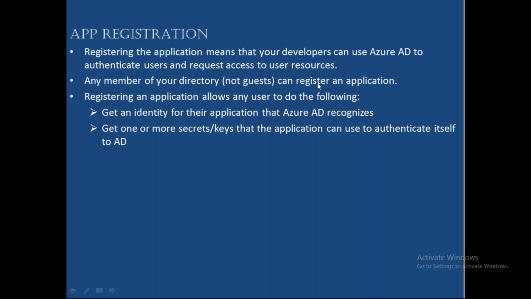In the same way, if you want to use any application in Azure, all these applications should be recognized, should be identifiable by your Azure Active Directory, because Azure Active Directory is a central repository where you maintain users, groups, all the permissions, all the security things. You are going to control it from the Azure Active Directory. Now, get one or more secret keys that the application can use to authenticate itself to the AD.